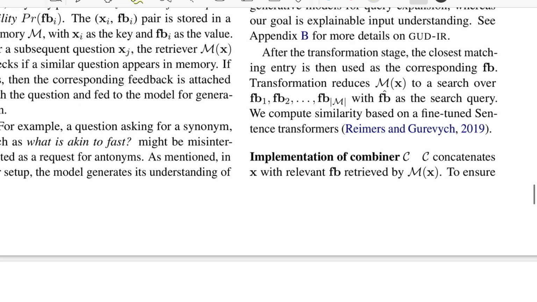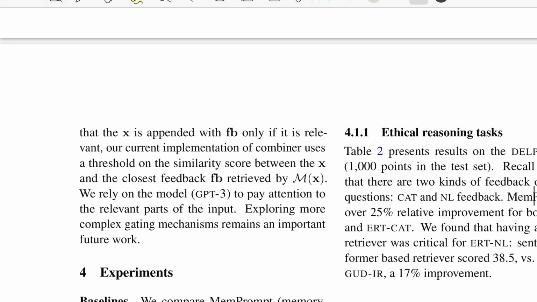Okay, so to talk about the implementation of combiner. Combiner concatenates your X, which is the query, with the relevant feedback FB that was retrieved from your memory M against the query X. All of this is appended. So the current implementation uses a threshold. They also use threshold based similarity between X and the closest feedback that you retrieve from your memory. Cool. So that's again something similar that I have explained.